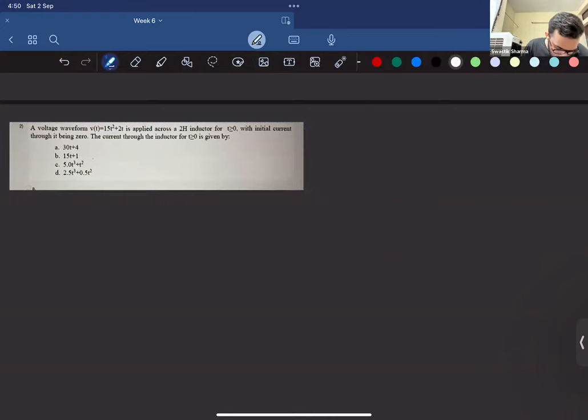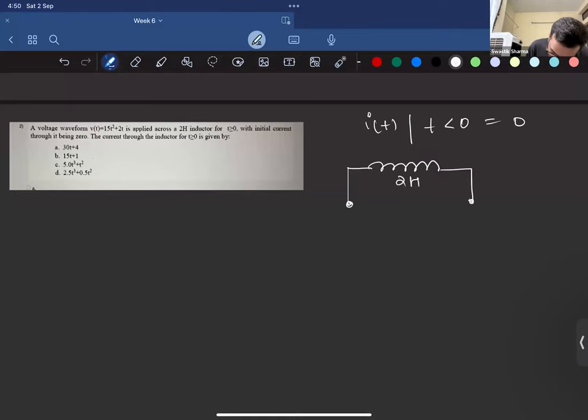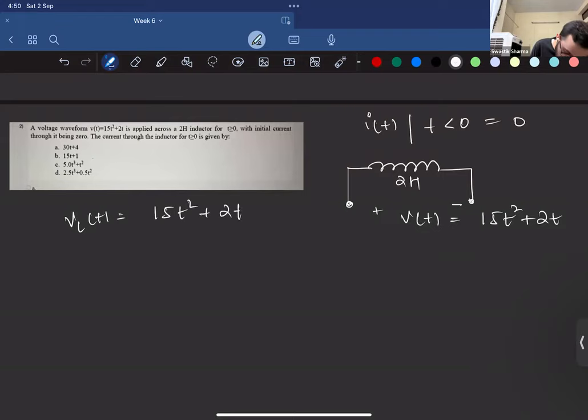Let's go through another question. It's saying a voltage V(t) is being applied across a 2 Henry inductor for t greater than or equal to 0 with initial current through it being 0. So that means i(t) for t less than 0 is equal to 0. The current through the inductor for t greater than or equal to 0 would be given by what? So we have an inductor which is 2 Henrys and is being excited by a V(t), which is nothing but 15 t square plus 2 t, right? So the voltage across the inductor is given by 15 t square plus 2 t.